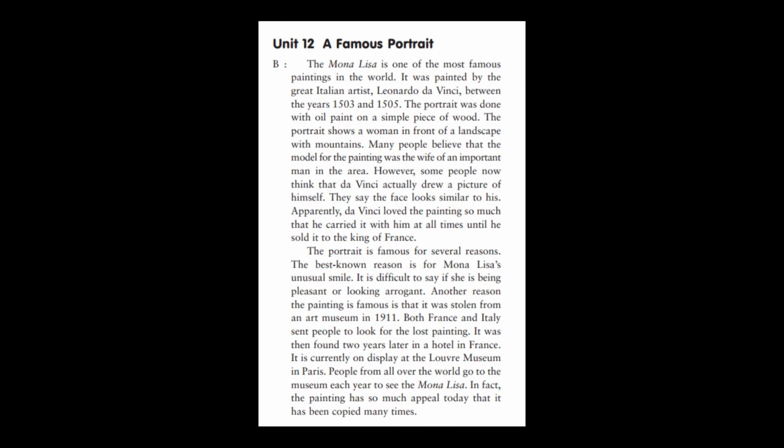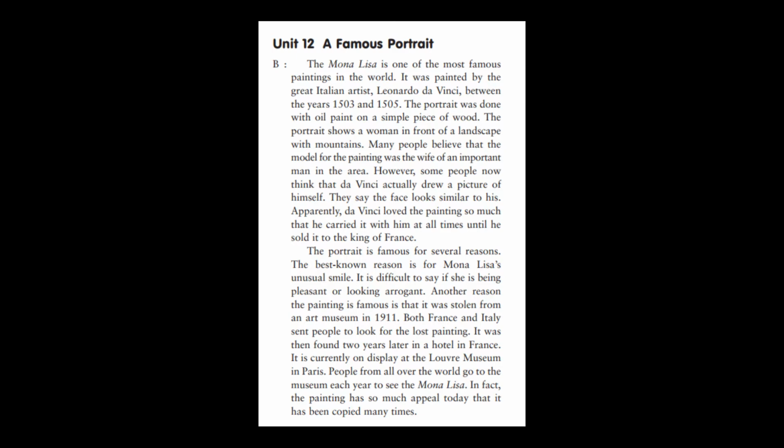Unit 12, A Famous Portrait. The Mona Lisa is one of the most famous paintings in the world. It was painted by the great Italian artist Leonardo da Vinci between the years 1503 and 1505. The portrait was done with oil paint on a simple piece of wood. The portrait shows a woman in front of a landscape with mountains.